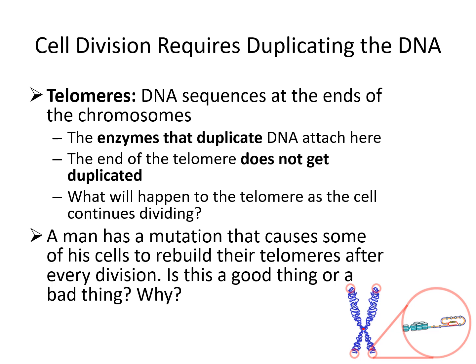So the question is, what would happen if it doesn't do that? The question on the bottom is, a man has a mutation that causes some of his cells to rebuild their telomeres after every division. Is this a good thing or a bad thing? Well, the answer would be that's a bad thing, because now the cell will continue to divide forever and ever and ever. And so here's a picture down here on the right-hand side, kind of showing what the ends of the chromosome look like, and it lands or binds there, but doesn't replicate that portion of the cell.